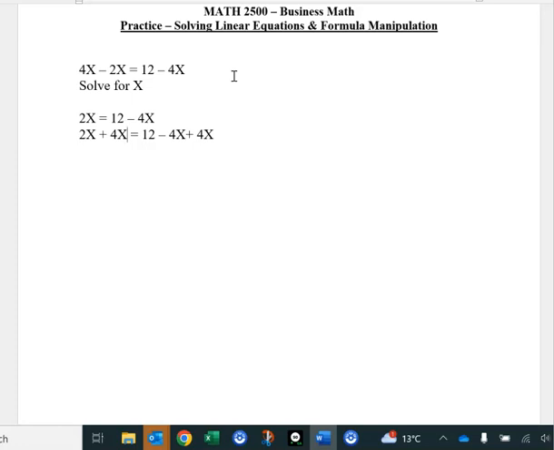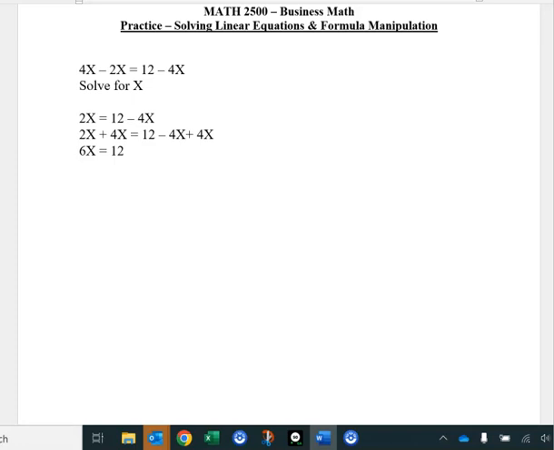So now let's make this a simpler form. We have 2x plus 4x gives us, where's my cursor? Sorry about that. 2x plus 4x gives me 6x equals 12 minus 4x plus 4x. So the only thing left there is 12. So now I have 6x equals 12.